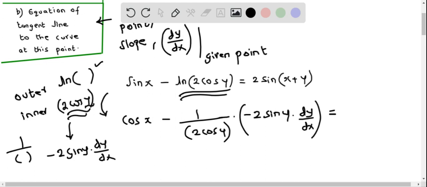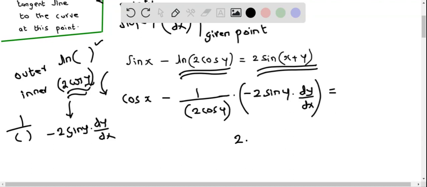That is, we have 2 times sine of x plus y. So I put the constant 2 as it is, and the derivative of the sine function is the cosine function, so I put cosine of x plus y. And once again, we have to apply the chain rule to find the derivative of this expression, x plus y. Let me put this inside a bracket.